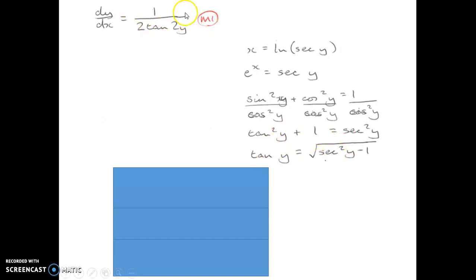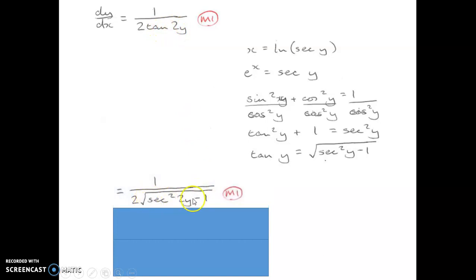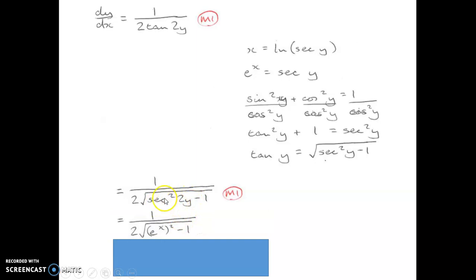So I can now go back to my derivative here, and instead of tan y, I can write in what I know tan y is in terms of sec. Okay. So why have I done that? Well, basically because I know what sec 2y is in terms of e to the x. Alright, well in fact I know what sec y is in terms of e to the x. So I can replace my sec 2y with my e to the x.